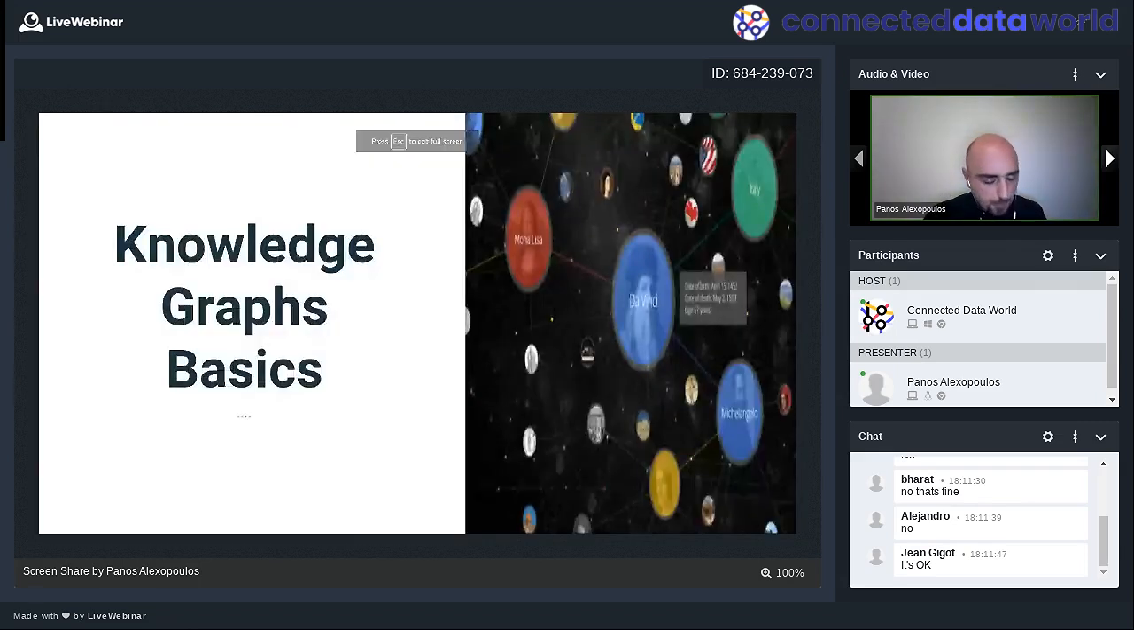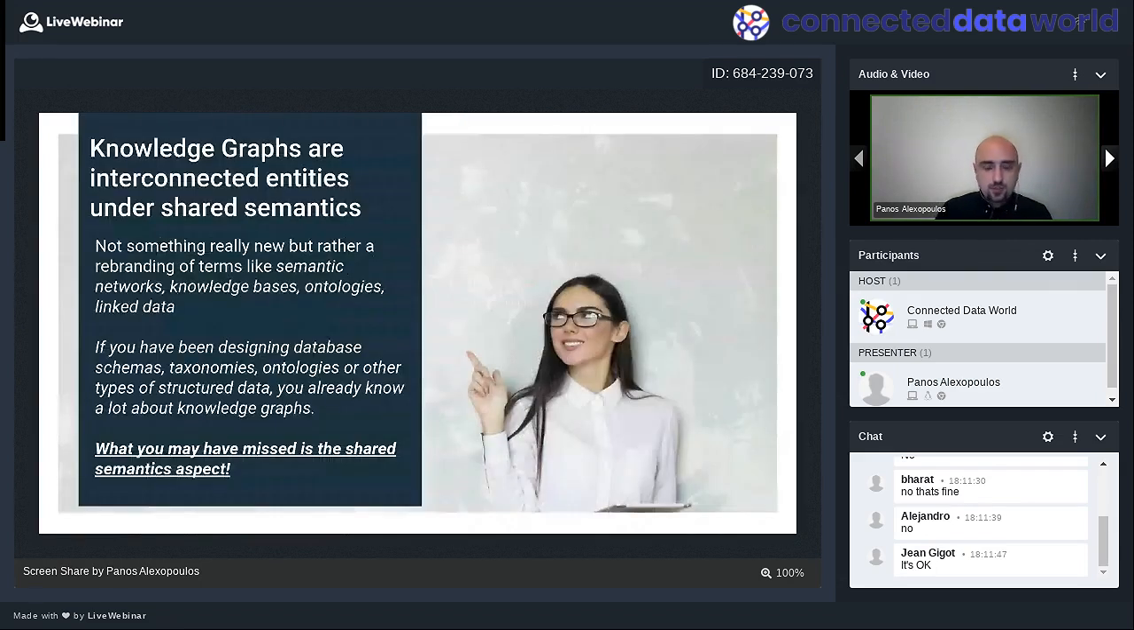Okay, let's start with some knowledge graph basics. There are many definitions out there about knowledge graphs, but the definition I prefer is that knowledge graphs are interconnected entities under shared semantics. Now, it's not something really new. Although it's a term that has been very popular the last, I don't know, 5 to 10 years, especially after Google in 2012 created its own knowledge graph on the web and really popularized the term.